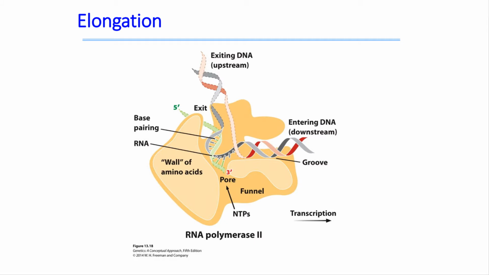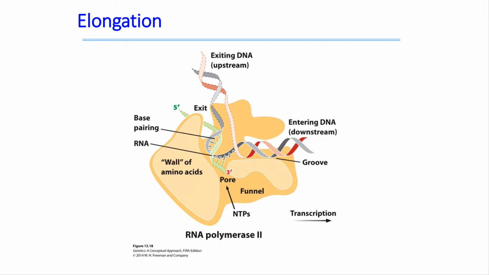Once RNA polymerase synthesizes approximately 30 base pairs of RNA, the RNA polymerase leaves the promoter and enters the elongation stage of transcription. In this picture, you can see the structure of RNA polymerase II. Sometimes we also call it the Kornberg enzyme, because its structure and function were revealed by Roger Kornberg, who was awarded the Nobel Prize in Chemistry for this discovery.